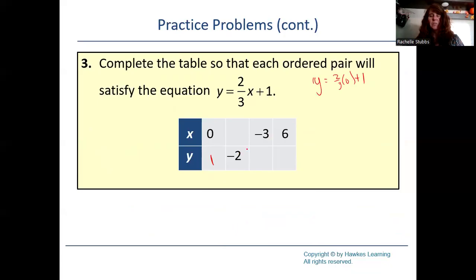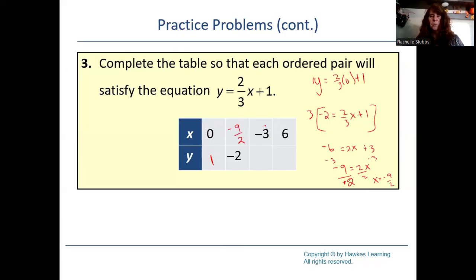On this one, if I put a negative 2 in for y, negative 2 equals 2/3 x plus 1. So the first thing I want to do is clear that fraction. I'm going to multiply both sides by 3. 3 times a negative 2 is a negative 6. 3 times 2/3 is 2x. And 3 times 1 is 3. Then I can solve by subtracting 3 from each side. And a negative 9 equals 2x. So divide by 2. Not a negative 2, that was a positive 2. And I get x equals a negative 9/2.